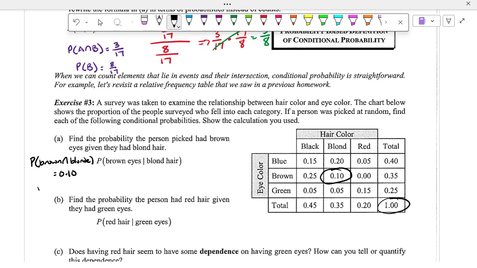All right, what's the probability that they just have blonde hair? 0.35, so we're looking at the total. So I'm going to do the both over the probability of blonde hair happening. So if you put that in your calculator, what do you get approximately or exactly? So do 0.10 divided by 0.35.